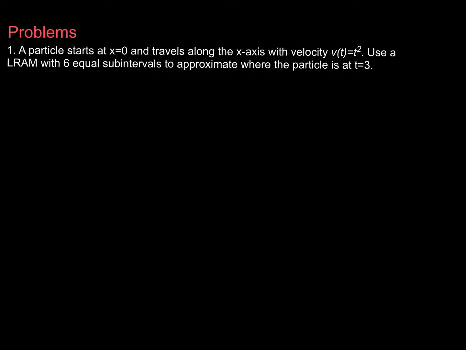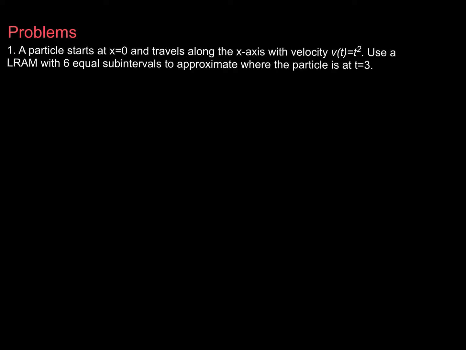All we know is the velocity. Luckily, we know the area under the velocity curve will tell us the total distance that it has traveled over the first 3 seconds. And so we can add on that total distance to 0, and that will tell us where the particle is after 3 seconds. And I'm going to use a left rectangular approximation method.